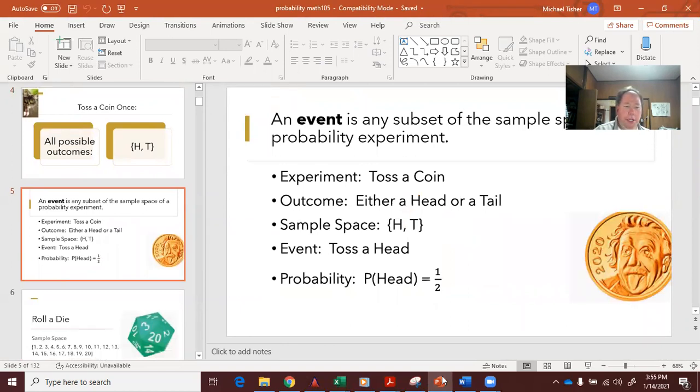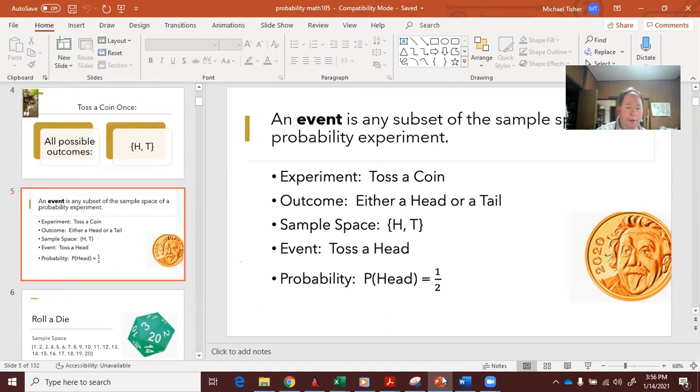Here it is all in detail. The event is going to be tossing a head, because we're trying to find the probability of tossing that head. Here we have something called a sample space. A sample space is a list of all the possibilities that we might get for a particular experiment. So in this case, if we toss a coin, the possibilities we may get are heads, H for heads, or tails, T for tails.